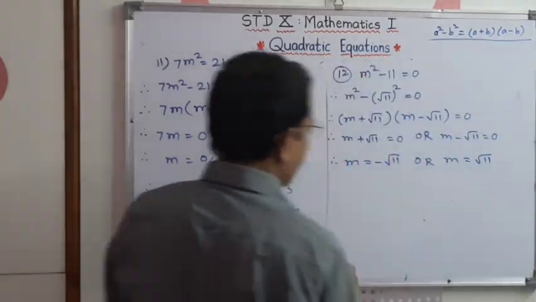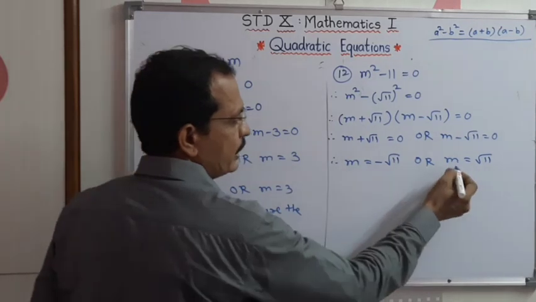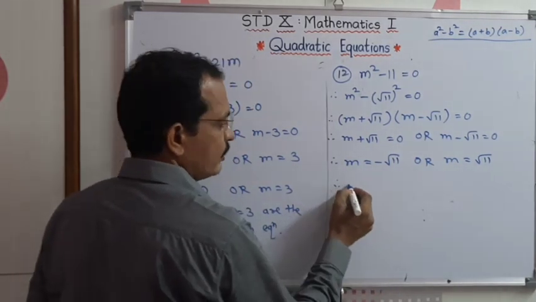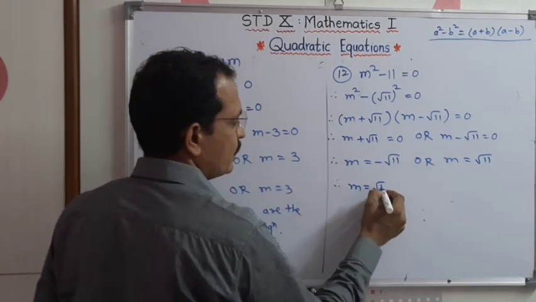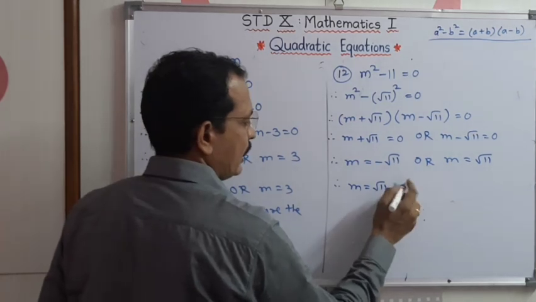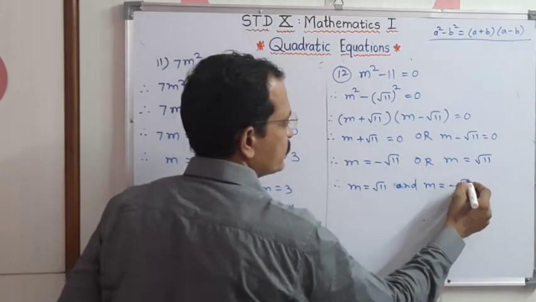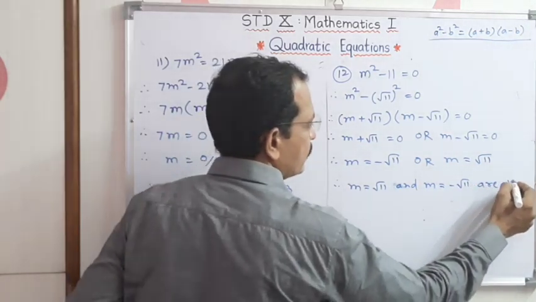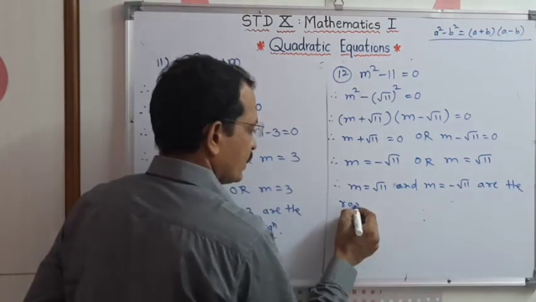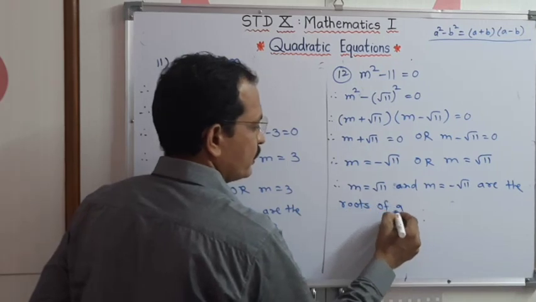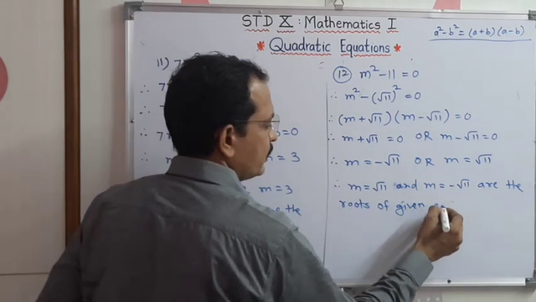We get here two values, m is equal to minus root 11, m is equal to root 11. Therefore m is equal to root 11 and m is equal to minus root 11 are the roots of the given equation.